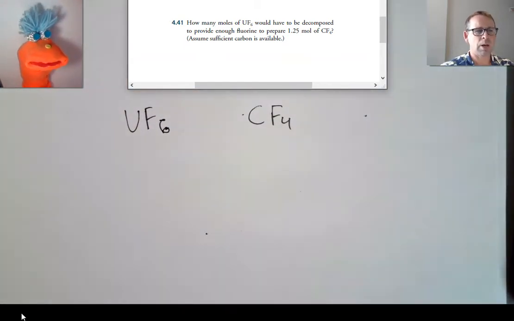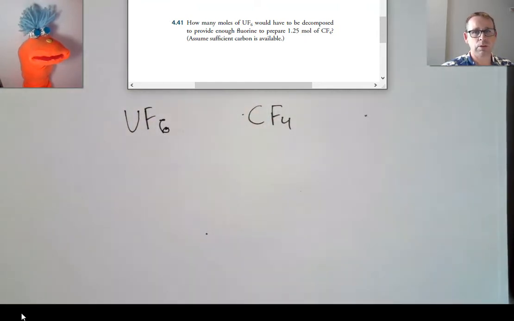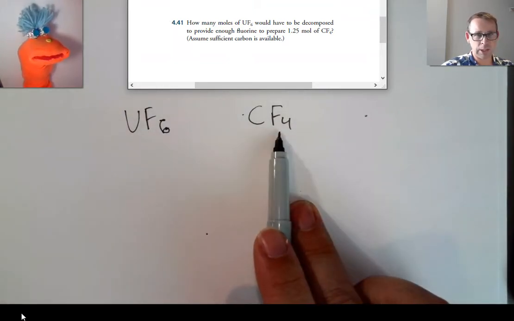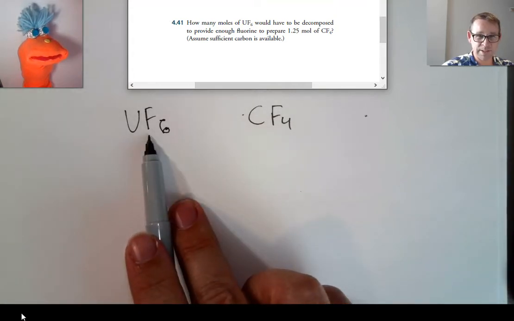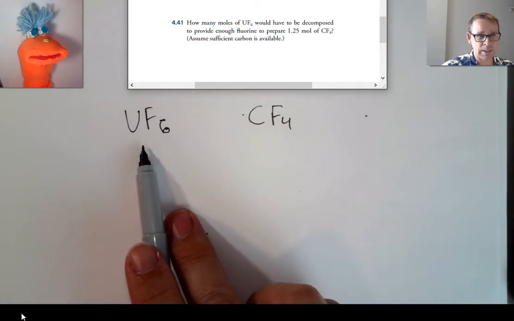UF6, whoops, how many fluorines does one UF6 give me? Well, UF6, if you took the fluorines, you mean? Yeah, if I took all the fluorines off of here to make fluorines here, or put the fluorines on the carbon, how many would I get when I take them off here? 6. Yeah, I'd get 6 here, and I need 4 there. So for every one of these, I get 6 moles of fluorine, and for every one of these, I need 4 moles of fluorine. So how many of these would I need if I want to get 1.25 moles of CF4?